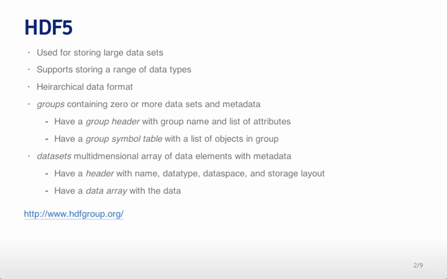Each of these groups has a group header with a group name and a list of attributes corresponding to that group. They also have a group symbol table, which has a list of the objects in the group. Data sets are then multidimensional arrays of elements along with metadata. They can have a header with name, data type, data space, and storage layout. And then they also have a data array, which you can think of as the data frame of the HDF5 element. If you want to know more about the HDF5 storage structure, you can go to the HDF5 group's website.